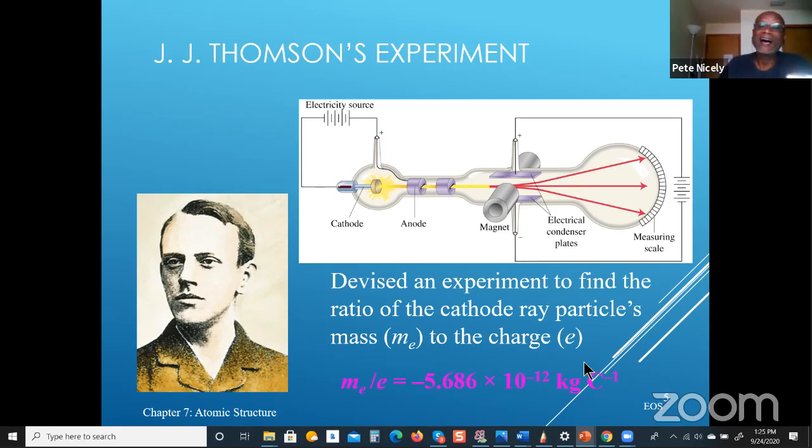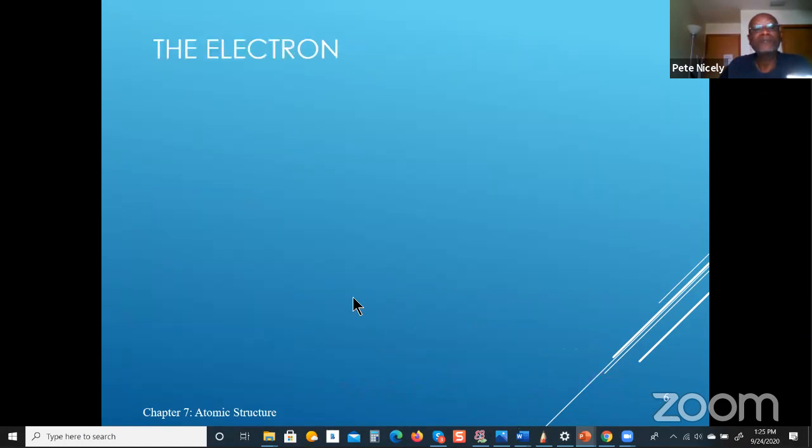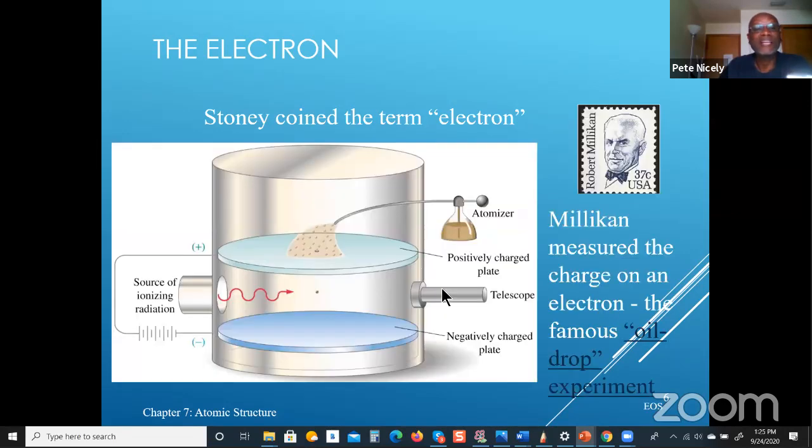So this is what J.J. Thomson discovered, the mass to charge ratio of the particles, which were subsequently called electrons, is equal to minus 5.686 times 10 to the minus 12 kilograms per coulomb, all right? So this guy here is the person who actually coined the term electron.